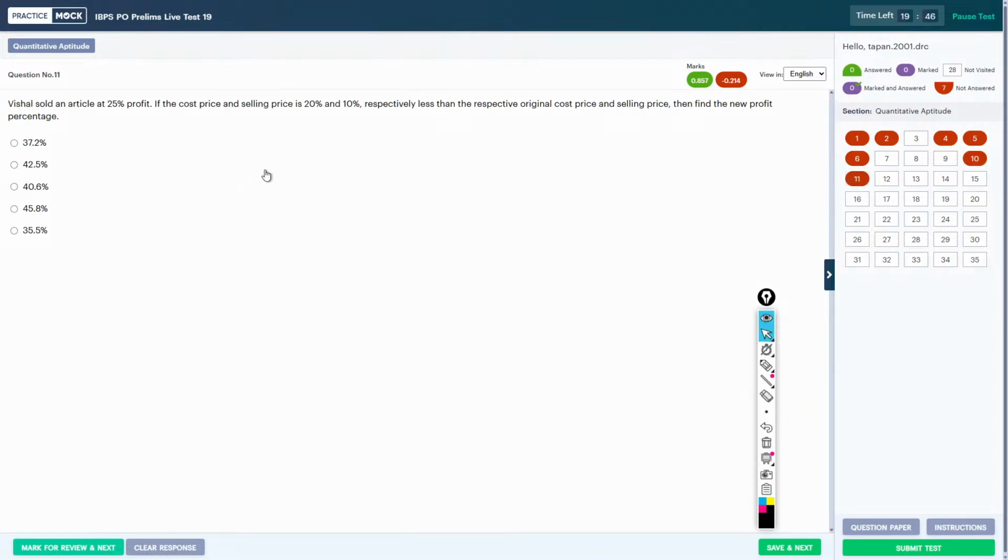Sold an article, 25% profit. The cost price and the selling price is respectively less than the original cost and selling price. Find the new profit percentage. So 80 and 12.5, right?